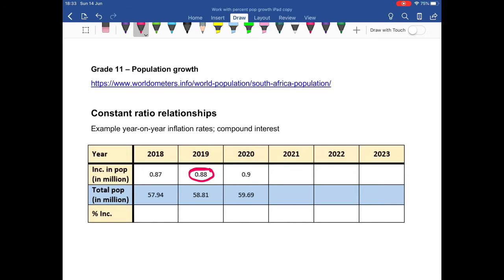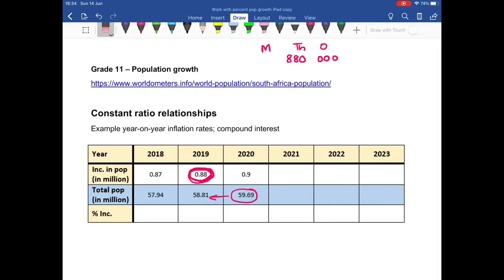Well, if I take the population in 2019 and I take the population in 2020 and I subtract them, so 59,69 million minus 58,81 million, I will get 0,88 million. How do we write that? Well, let's remember that we get our ones, our thousands, our millions, and here we've got 0 millions, 88. So I would add a 0, 0, 0. I would then remove this and this. So 0.88 million is 880,000. So the population grew by 880,000 from 2019 to 2020.